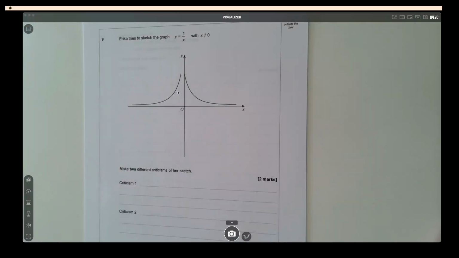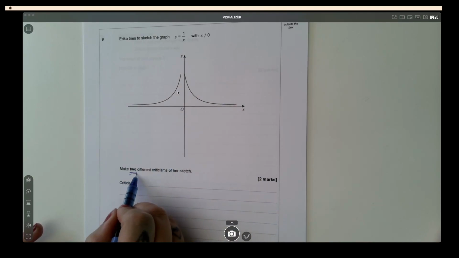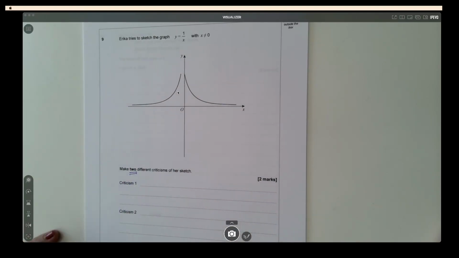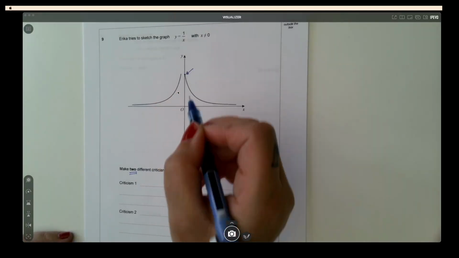Question 9. Erica tries to sketch the graph y equals 1 over x with x not equaling 0. So y equals 1 over x is a reciprocal graph, or an inverse proportion graph. You may have heard of it that way. So this is Erica's sketch. We need to make 2 different criticisms of her sketch. So we've got criticism 1 and criticism 2. So the first criticism I'm going to make is about this point here.